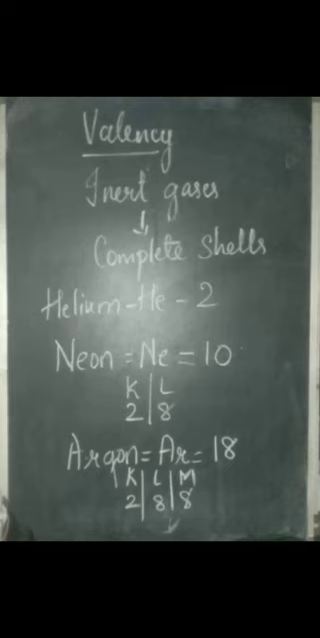Like I've given the example here. Helium is having 2 electrons, which is stable. Neon is having 10. So 2, 8. Again stable. Argon is having 18. 2, 8, 8. Again stable. There is no place for other electrons to enter. So they do not take part in any chemical reaction because they are complete octet.